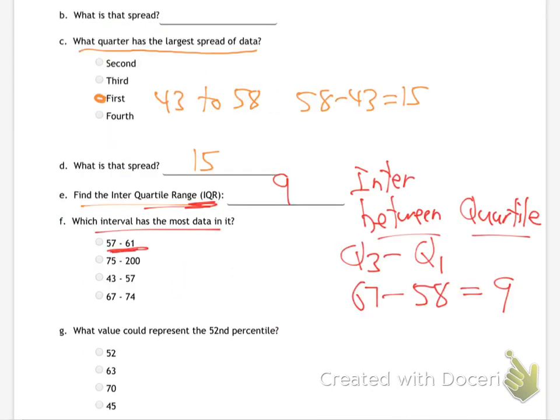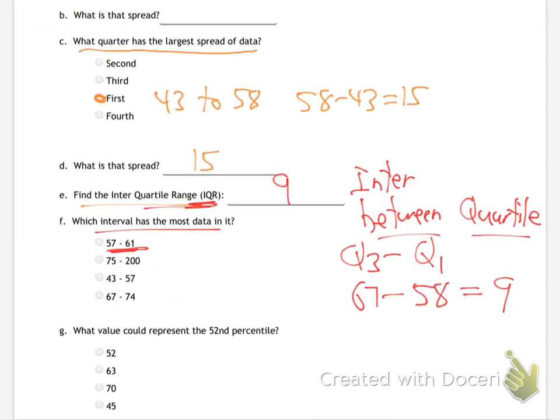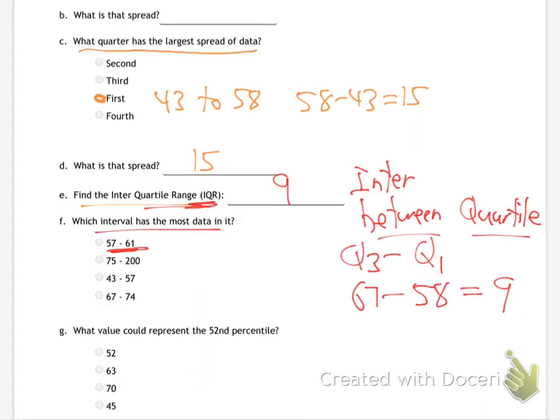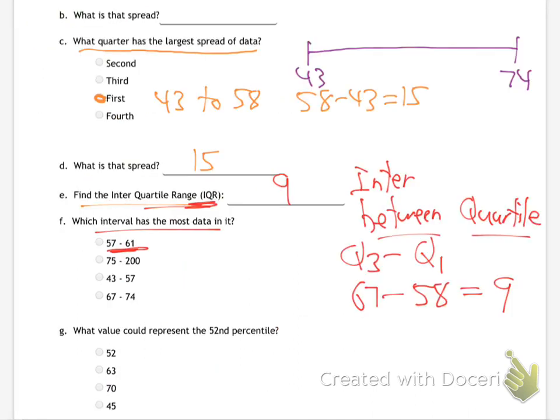57 to 61. Where's 57 to 61? In fact, I think I'm just going to rewrite the thing on this page. I got to have it in front of me. So where's it go from? 43 to 74. And the box in the middle goes from 58 to 67. And this is at 61. Okay, so there it is.